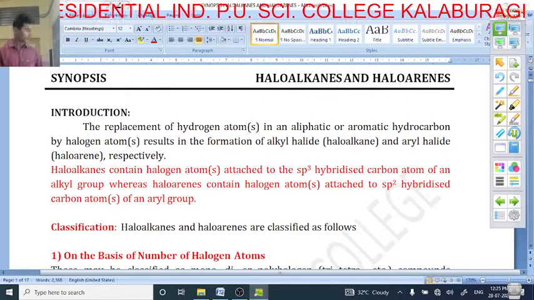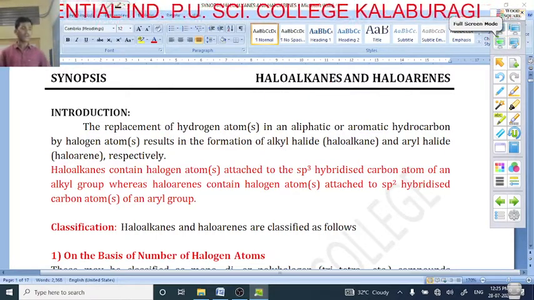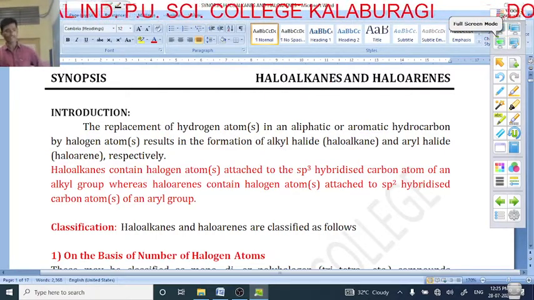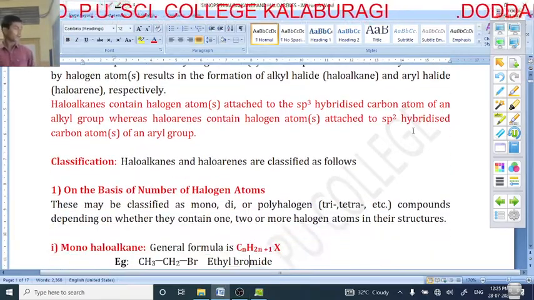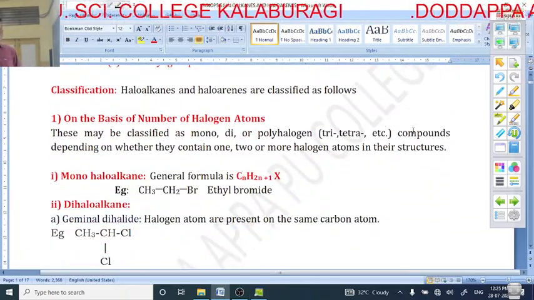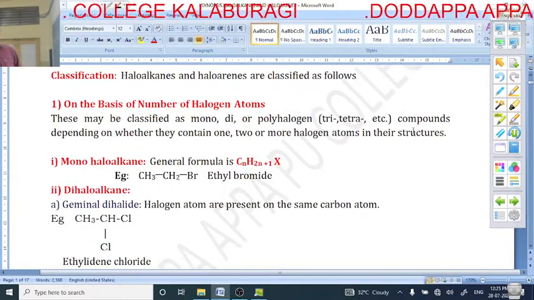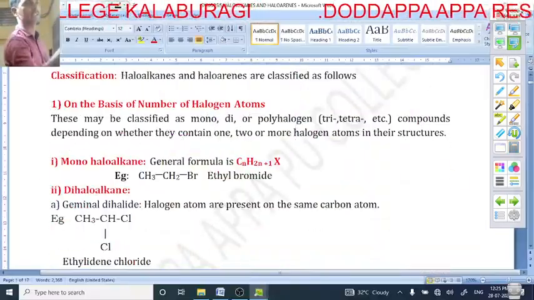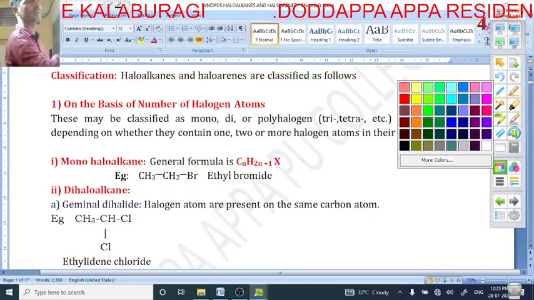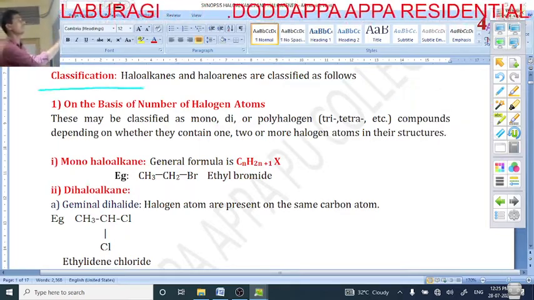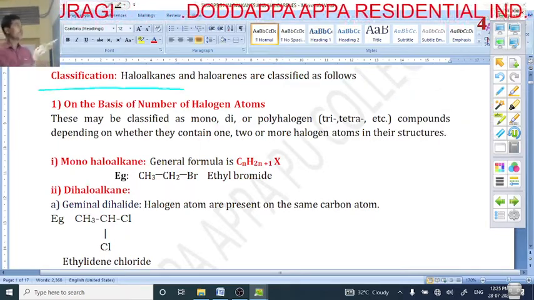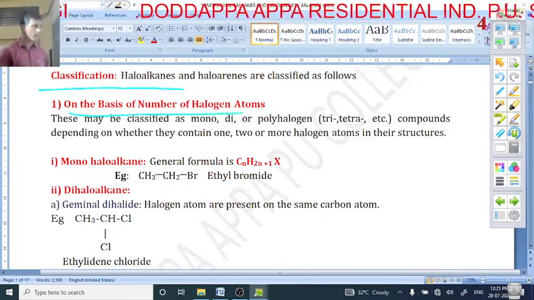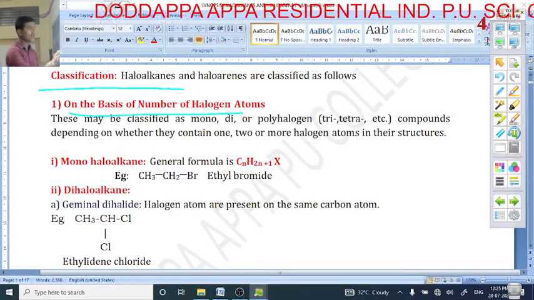Now the next I can discuss is classification. The next is the classification of haloalkanes and haloarenes. Here three classifications are there. The first classification is the classification of haloalkanes on the basis of the number of halogen atoms. These haloalkanes are of three types.